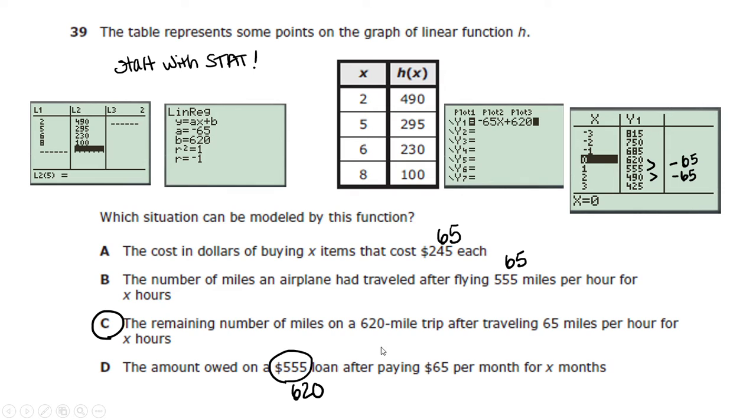Now C is right because it says the remaining number of miles on a 620 mile trip. We started at 620 at 0, so that makes sense. And then you're at 65 miles per hour. That makes sense. D would be right if they had 620 here instead of 555, because they have the slope right, 65 per month.